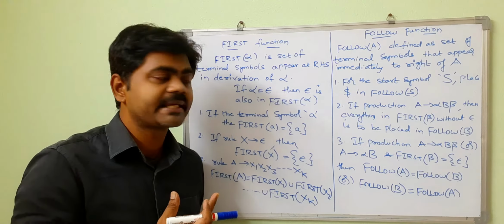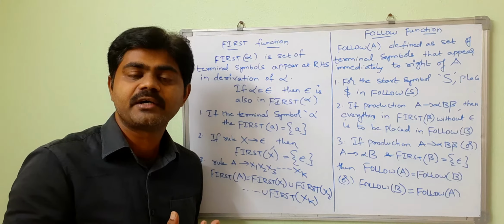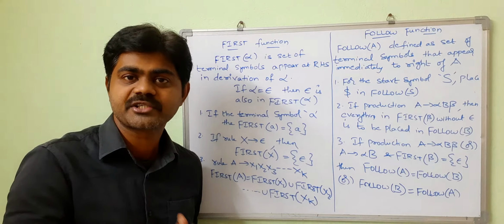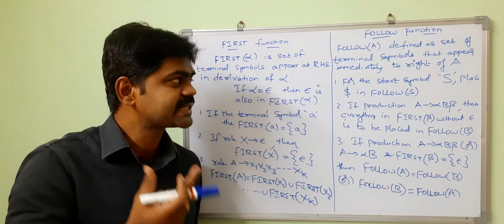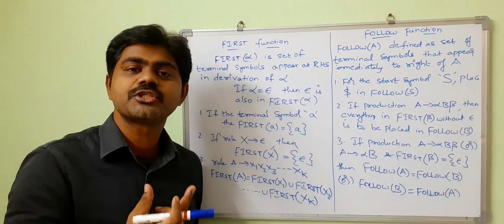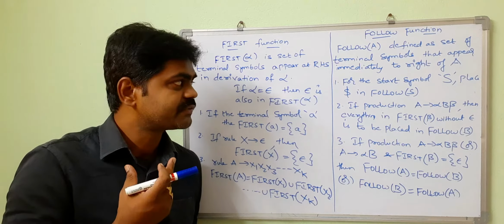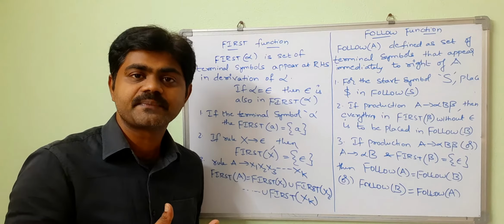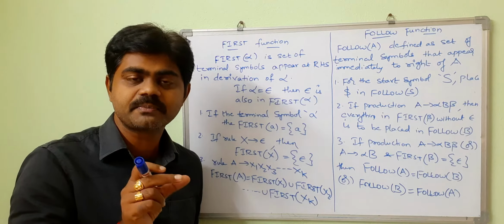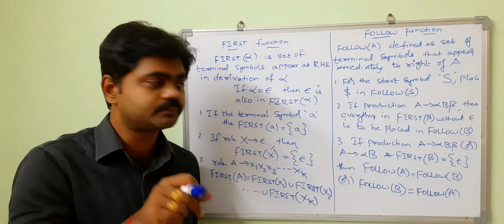For the start symbol capital S, for example, we have 4 or 5 production rules here, and in that we have a start symbol, right? So let us assume our start symbol is capital S. For the start symbol capital S, place dollar in follow of S. In follow of S, the first part will be placed as a dollar.